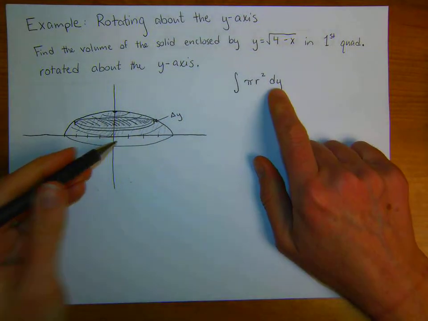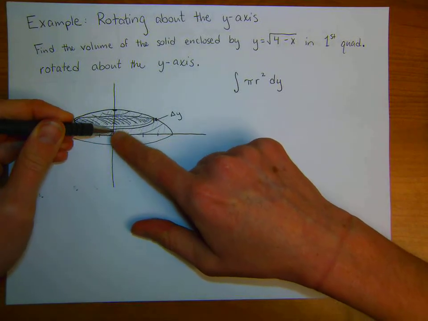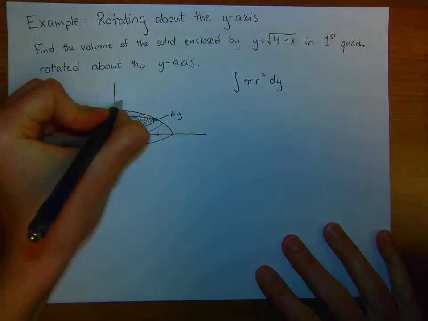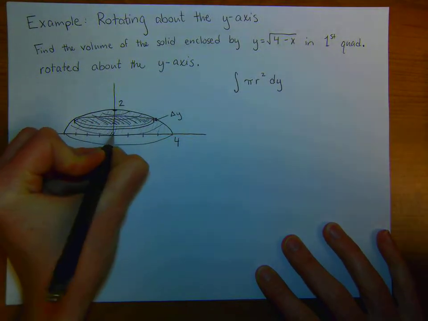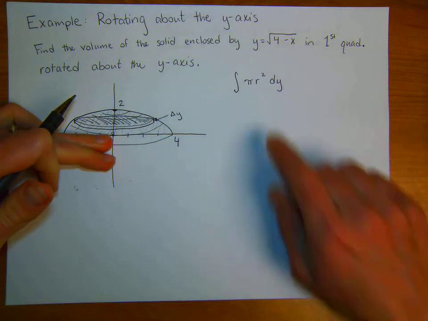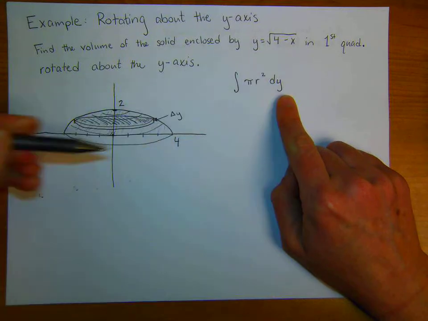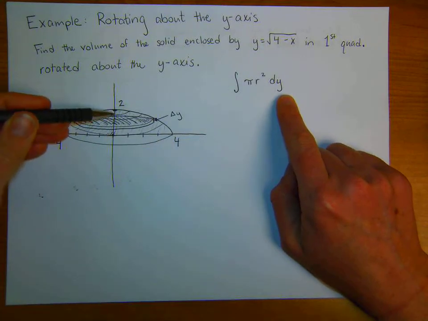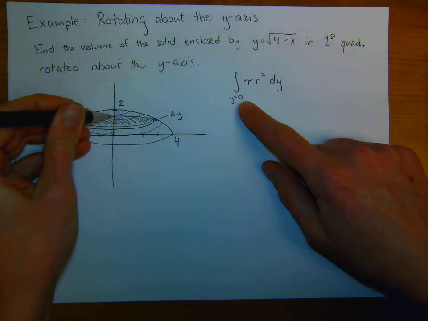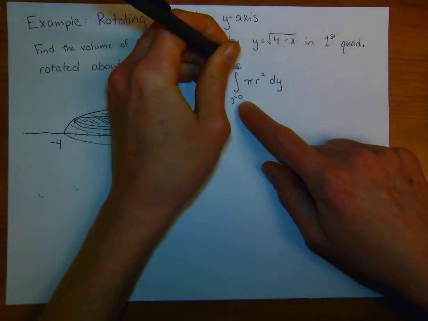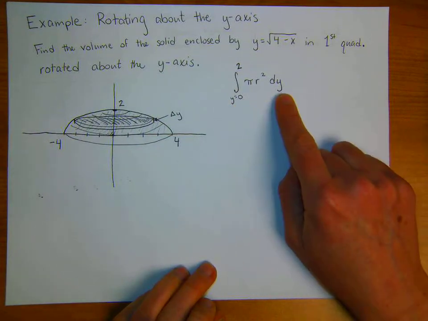What are the bounds of integration? The bounds of integration are going to be from where my coins start to where my coins stop. Labeling each of these pieces, the stack of coins starts where y is equal to 0. I'm integrating with respect to y, so I need to know the bounds in terms of y. They start where y equals 0 and the stack of coins ends at y equals 2. So this is my idea of an integral.